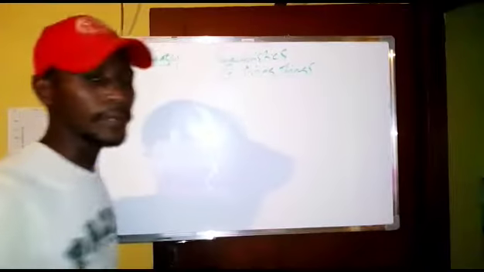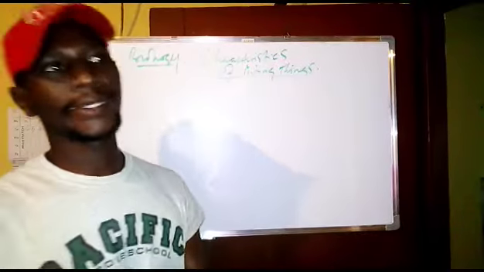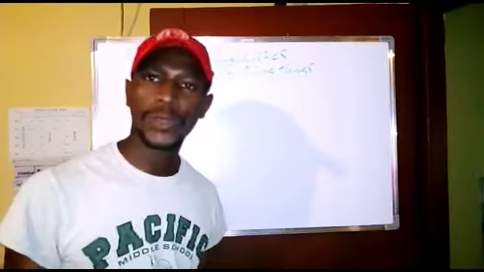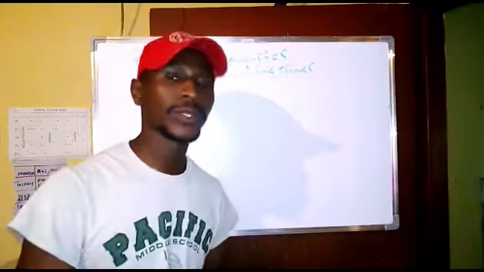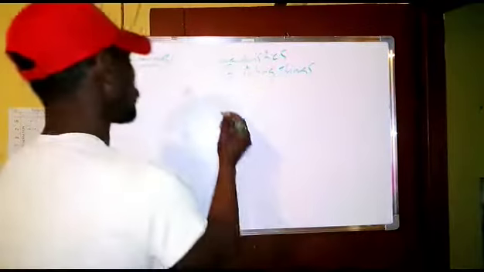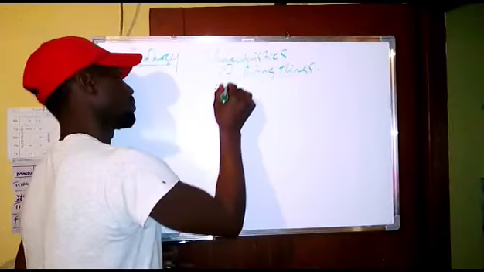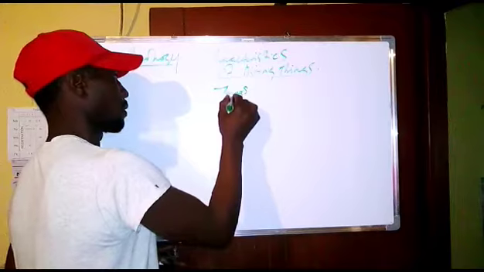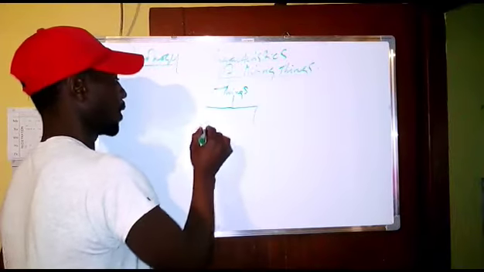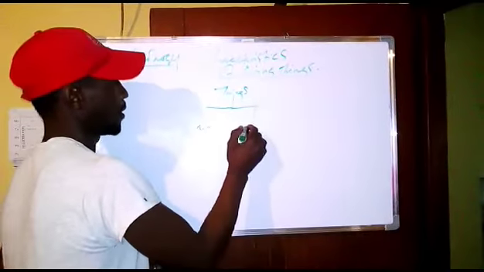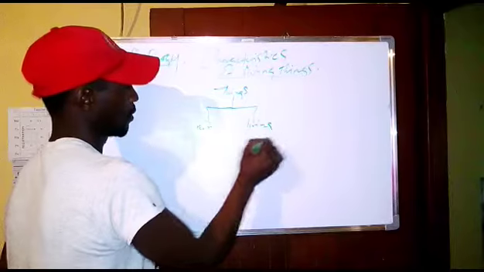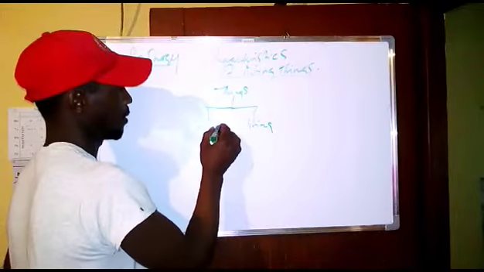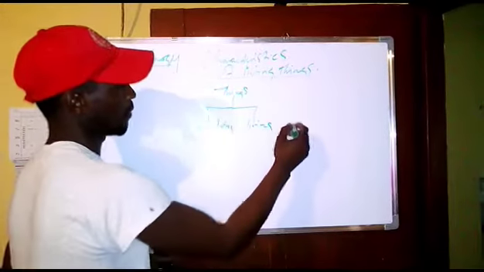Now, we know that things can be categorized into two. There are things that we call non-living things, and there are things also that we call living things. So on top here, you may have things in general. Then under things in general, we have non-living, and we have living things.